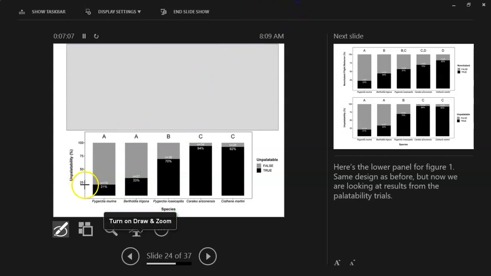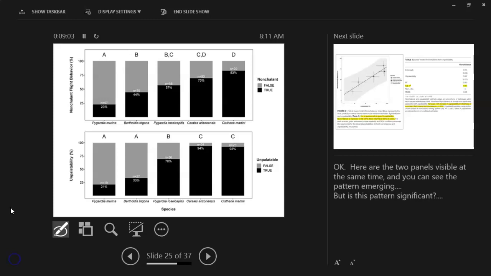Once again, you see that as the species are arranged here in this order, there's in general an increase in unpalatability across these 5 species. Now, you already remember from the previous slide that the species in that same order showed a very similar pattern. Let me get all that set up so we can see it all at once now.